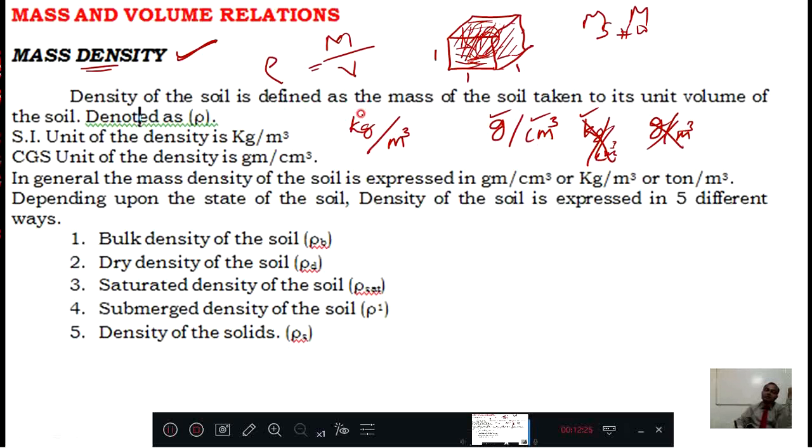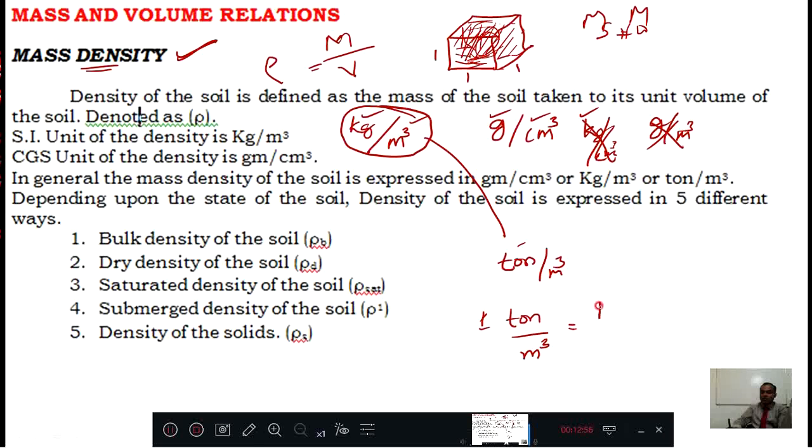And if you want, you can compare kg and meter cube. But in soil this also doesn't make sense, because kg is small and meter cube is big. Therefore, sometimes we use tons per meter cube. A ton is a big unit and meter cube is also a big unit. If you know unit conversion, you can understand that 1 ton per meter cube is nothing but 1 gram per centimeter cube. Just work out this one.